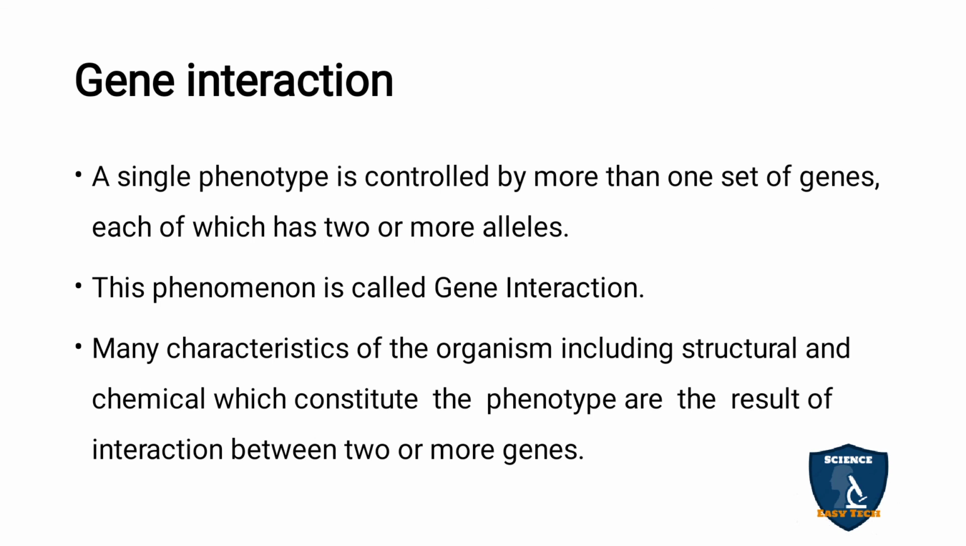So gene interaction: a single phenotype is controlled by more than one set of genes, each of which has two or more alleles. That is called gene interaction. Many characteristics of the organism, including the structural and chemical ones which constitute the phenotype, are the results of interaction between genes. So many genes are involved here.